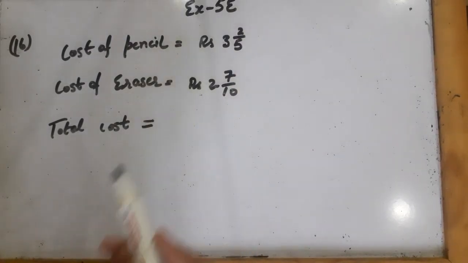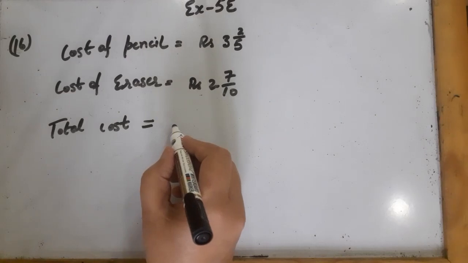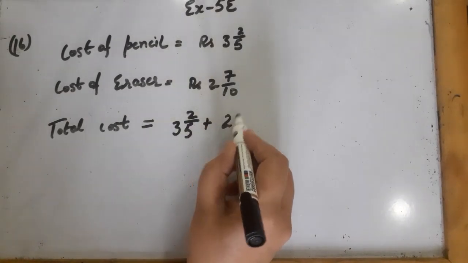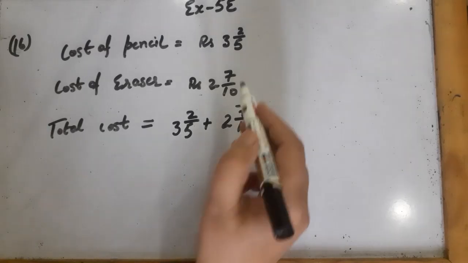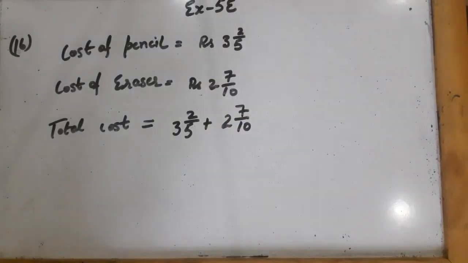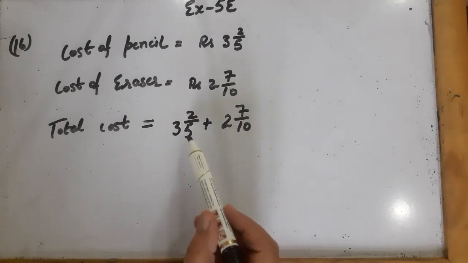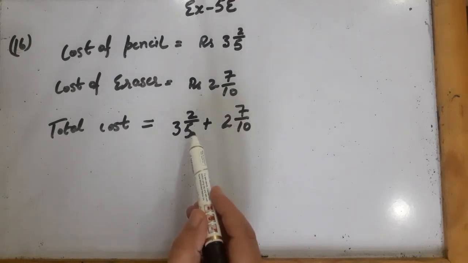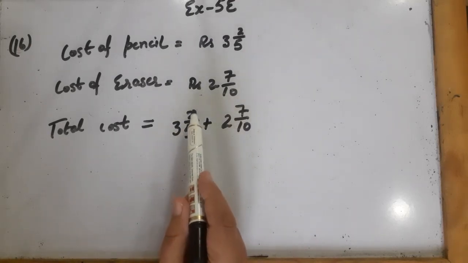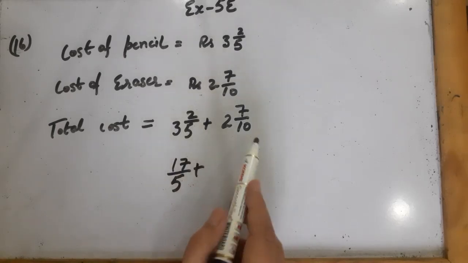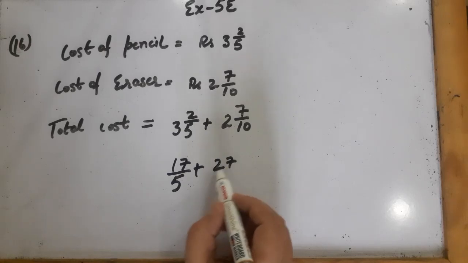So children, you know, in order to find the total of anything, I have to add both the cost of the pencil and the cost of the eraser. I will add and I will get the total cost. As you can see, these are mixed fractions. So first of all, convert them into improper fractions. 5 threes are 15 and 2 is 17 by 5, 10 twos are 20, 27 by 10.